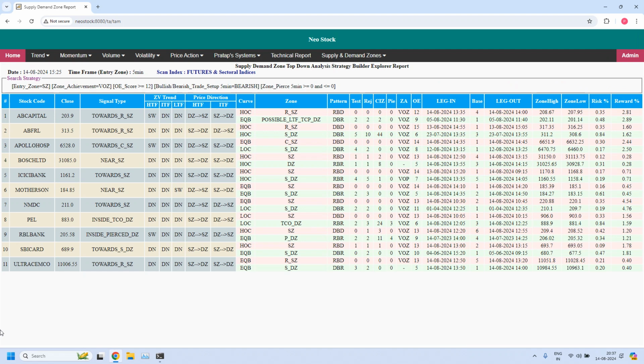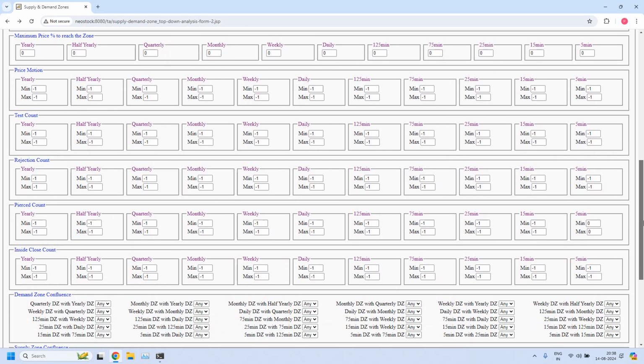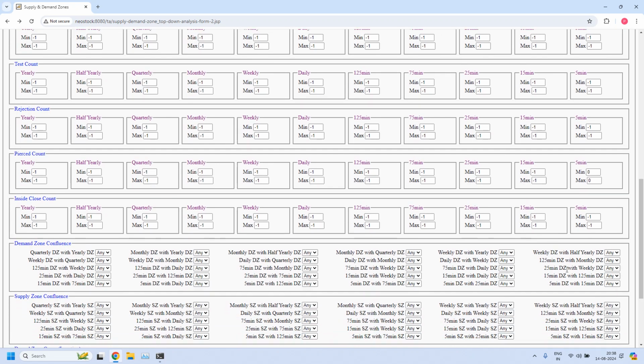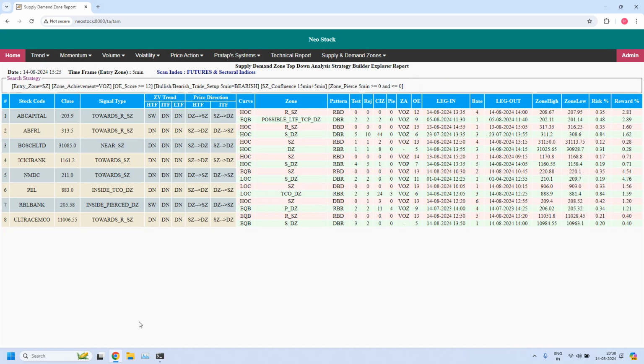11 stocks are filtered. And these 11 stocks are supporting bearish trade setup for hourly income trade. Now let's verify how many of these stocks are again having confluence with ITF time frame, that is 15 minutes time frame. So now let's look for 5 minute supply zone confluence with 15 minute supply zone. So we have supply zone confluence. So ITF confluence, 5 minute supply zone with 15 minutes confluence, I enabled. Let's verify. So 8 stocks are filtered from 11.